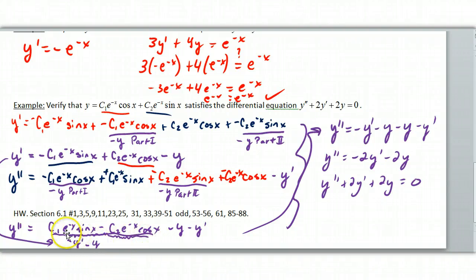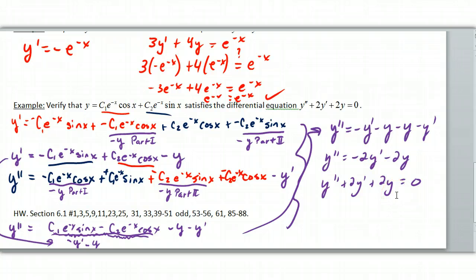So if I put this all together, this whole statement up here, I get y double prime is equal to negative y prime minus y minus y minus y prime. And that all comes from right here. And then I can simplify this, and that's the equation that I want.